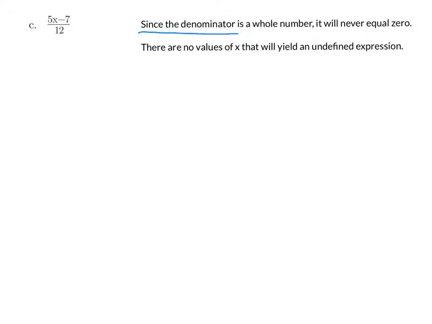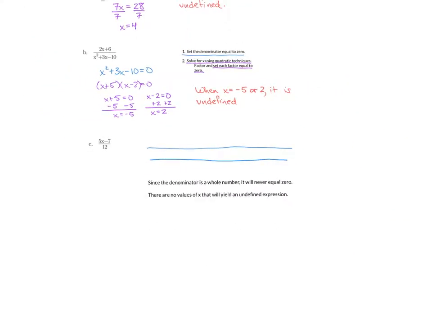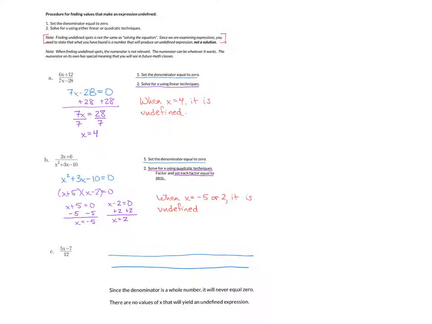If we look at example C, since the denominator is a whole number, it will never equal 0. 12, never going to equal 0. So there are no values of x that will yield an undefined expression. This expression is defined for every value of x.